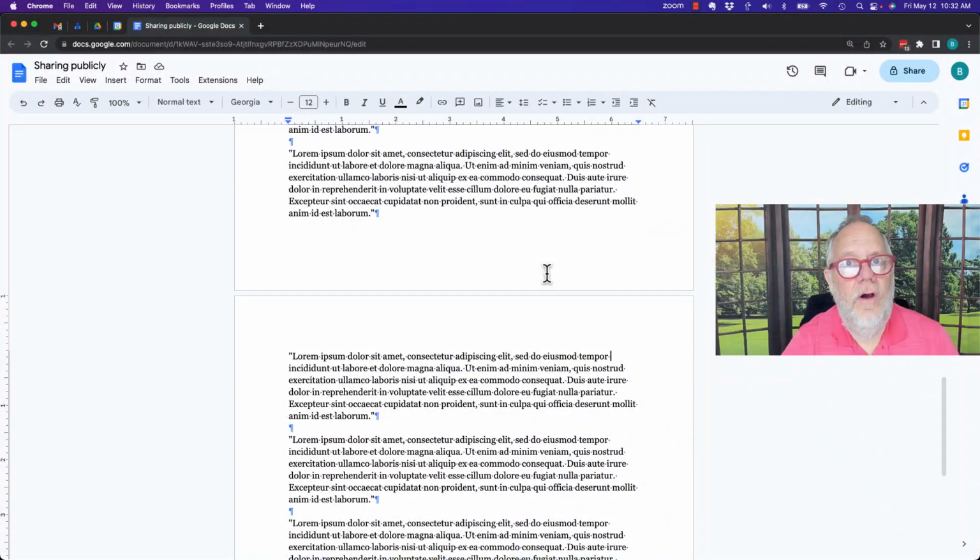Sometimes we just don't know what happens. Here's what I had. Somebody said I double-clicked the space between two pages in a Google Doc, and I don't know how to undo it. Let me show what she's talking about.